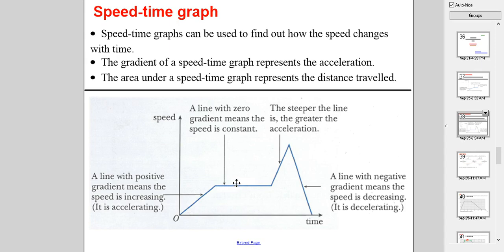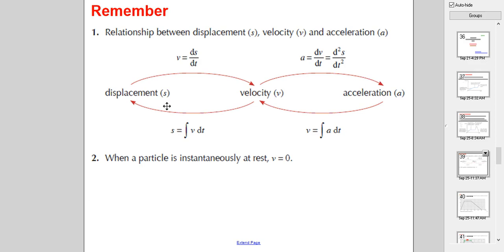Speed is constant. Besides that, you have to remember that if the displacement equation is given to you and you differentiate it, you get a velocity equation. And when you differentiate the velocity equation, you get an acceleration equation. Integration is the reverse of differentiation: if acceleration is given to you and you integrate it, you will get a velocity equation. And if you integrate a velocity equation, you get a distance or displacement equation.